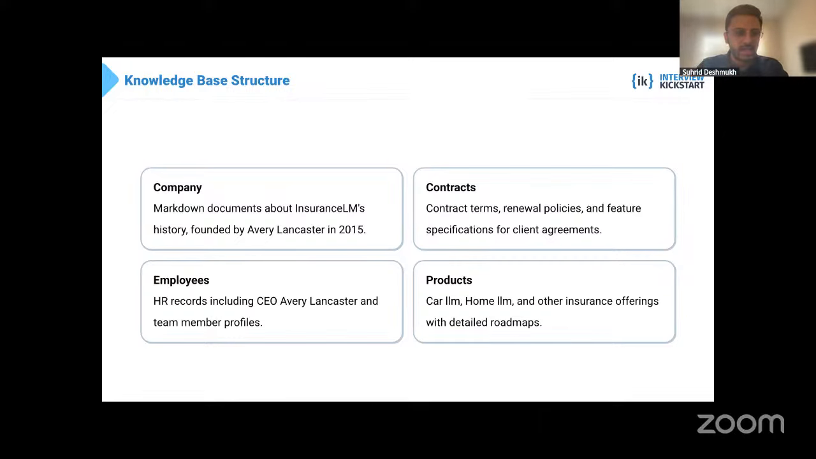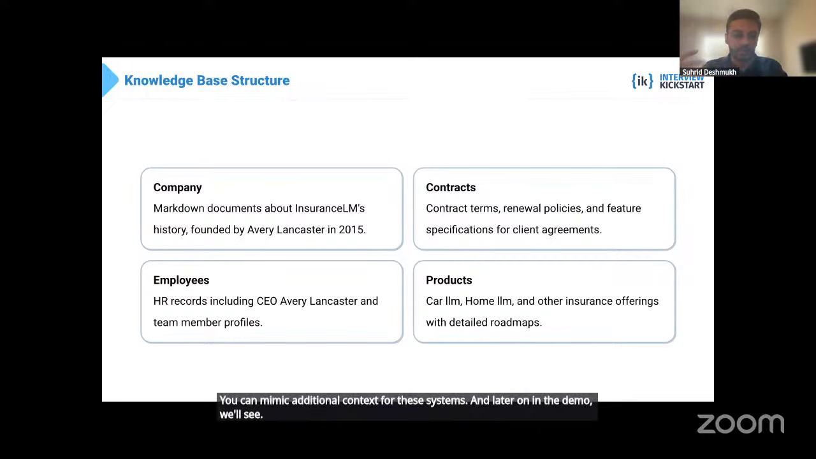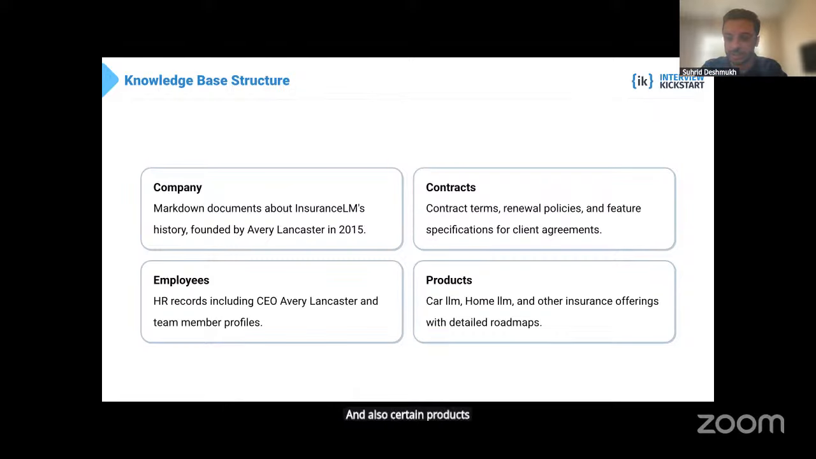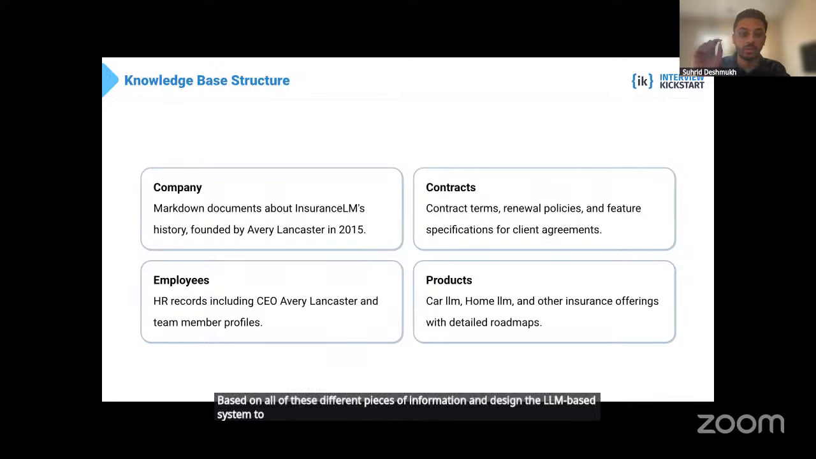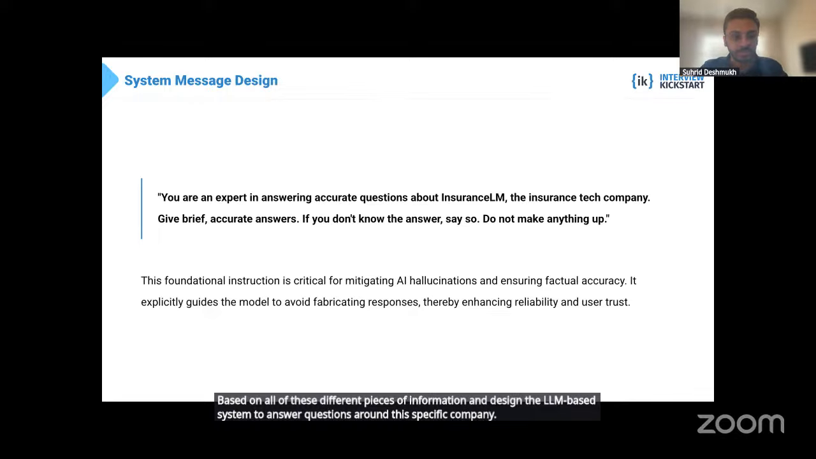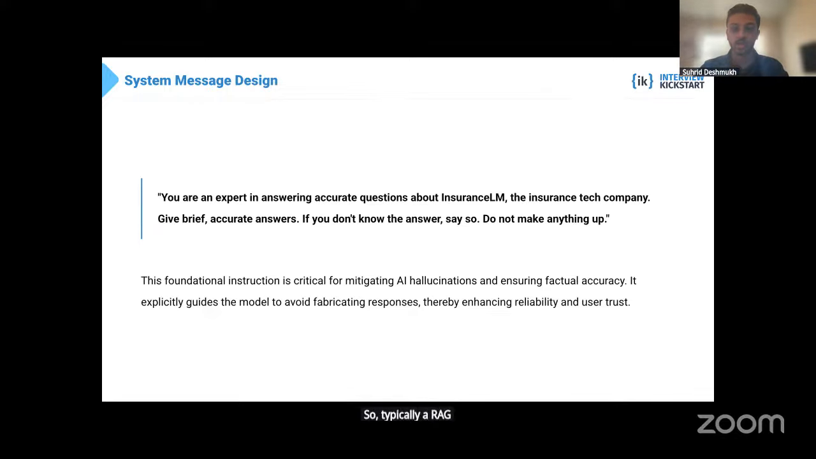And later on in the demo, we'll work with a toy example where we have a company. Let's say that company has insurance-related products. They have certain contracts, certain employees and employee records, and also certain products associated with their insurance products. We'll see how we can create a knowledge structure based on all of these different pieces of information and design an LLM-based system to answer questions around this specific company. So typically a RAG pipeline begins by prepping the LLM.